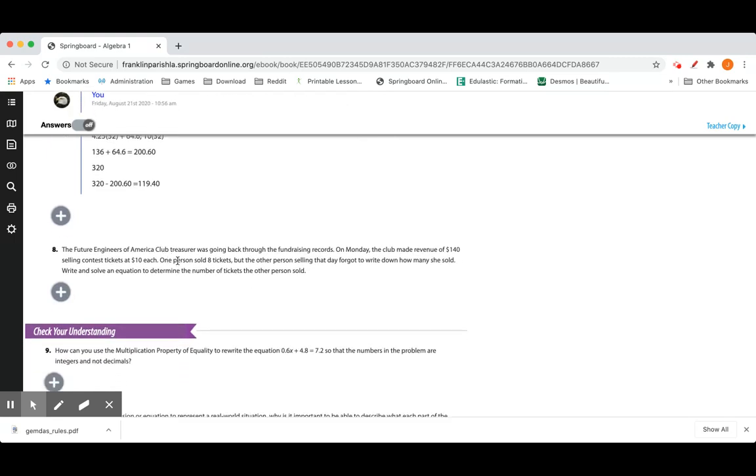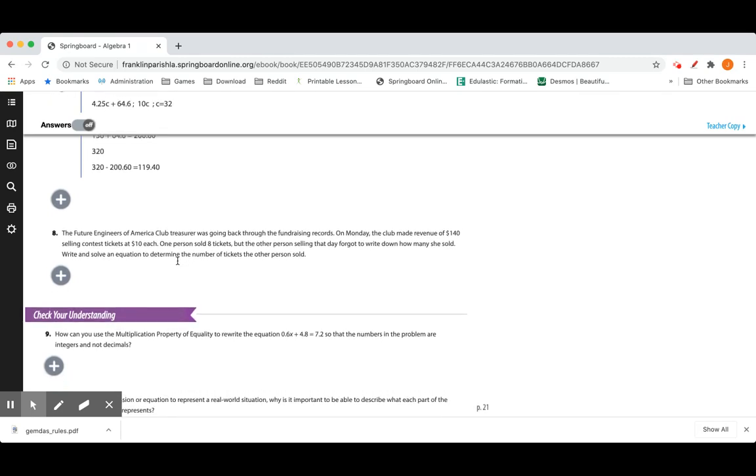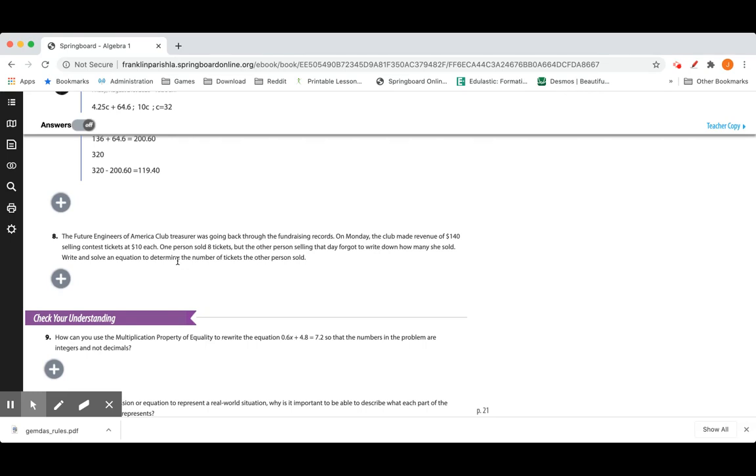The Future Engineers of America Club treasurer was going back through the fundraising records. On Monday, the club made revenue of $140 selling contest tickets at $10 each. One person sold 8 tickets, but the other person selling that day forgot to write down how many she sold. Write and solve an equation to determine the number of tickets the other person sold.